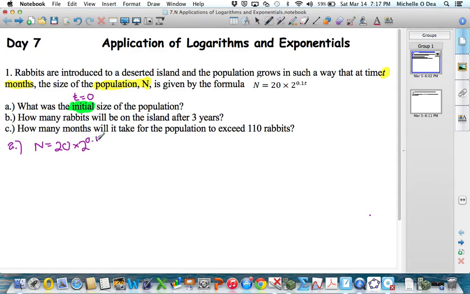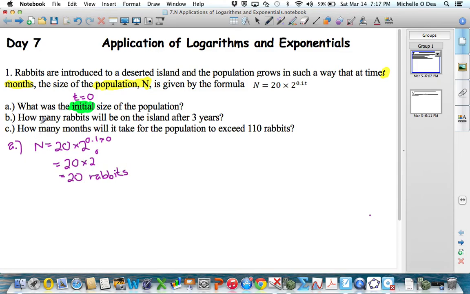So we'll have 20 times 2 to the power of 0.1 times 0. 0.1 times 0, of course, is 0. And then that means we have 20 times 2 to the power of 0. Then you need to remember anything to the power of 0 is 1, so 20 times 1 is just 20. So in the beginning, there were 20 rabbits. Put units if you know what the units are.